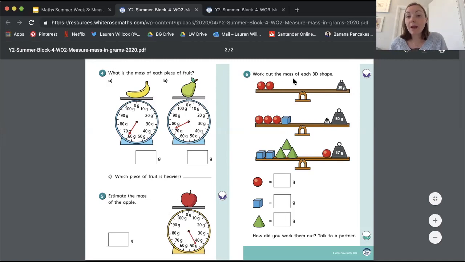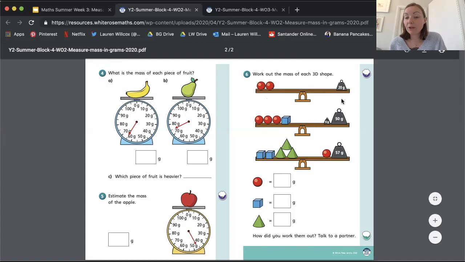You've got to work out the mass of each 3D shape. So here you've got one of those gram weights that we looked at before, and you've got a balance scale. And you can see that this one is equal. So 2 of these spheres are equal to this. Then it gets a little bit trickier because you've got this now. You've got 3 of these. Here you had 2. And you've got a cube.